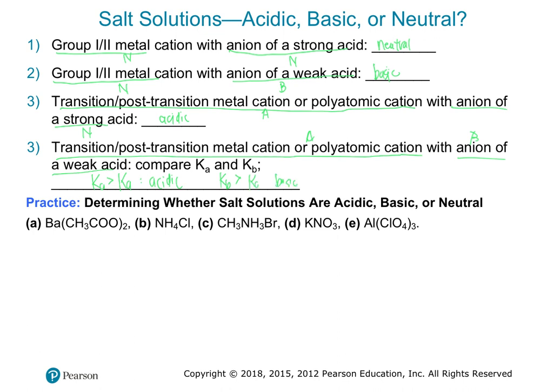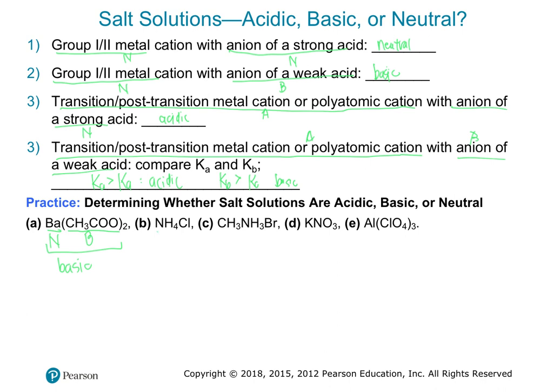Okay, now let's look. You're going to need your periodic table because you need to see where these different metals are. So barium, that is a group 2 metal. So this is neutral. Remember, if it's group 1 or 2, it's always neutral. Now this is acetate. So you have to ask yourself, is acetic acid a strong or a weak acid? Well, it's not strong, so it's a weak acid. So this will be a weak base. Weak acids make weak bases. So this overall has a neutral plus basic, so this is overall going to make a basic solution.